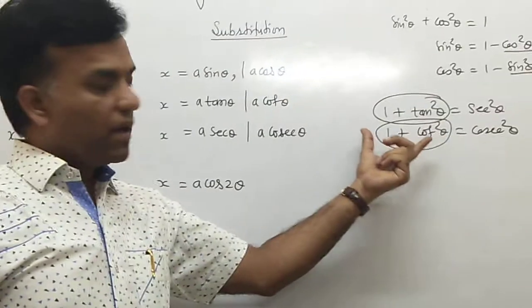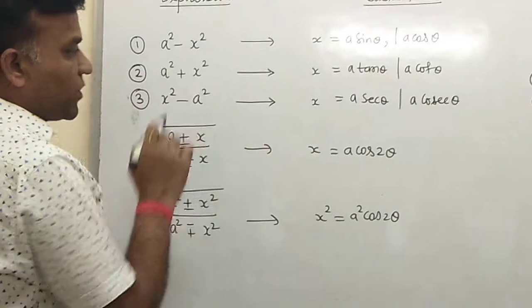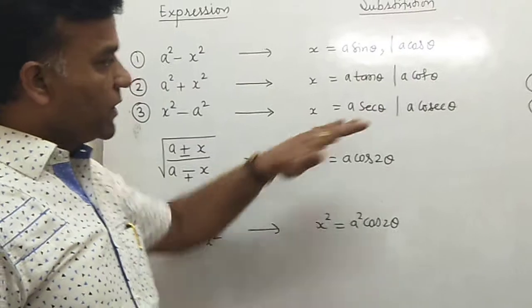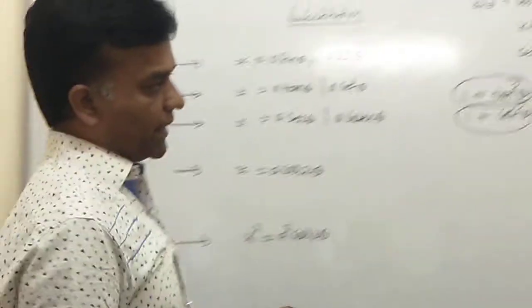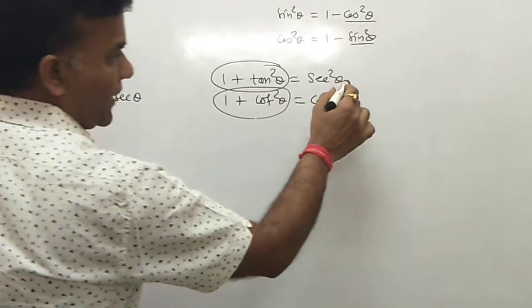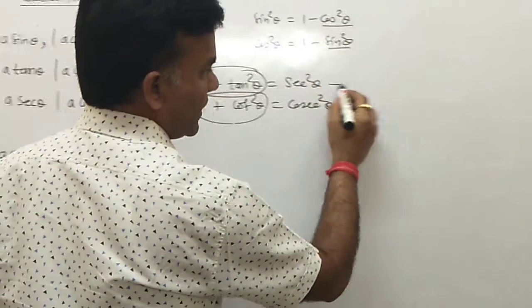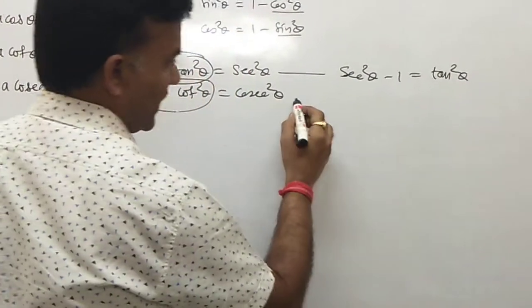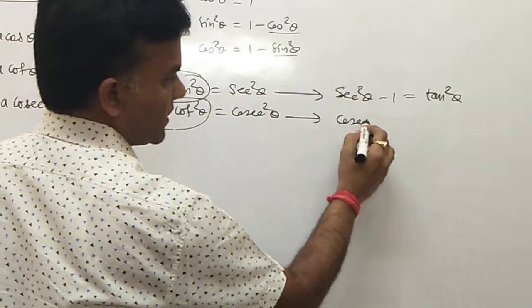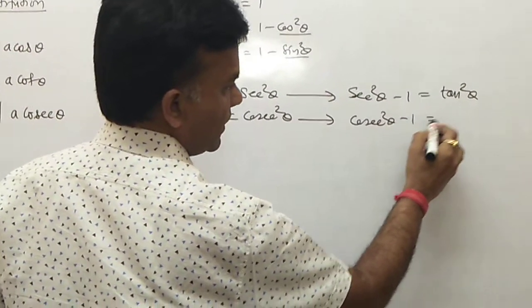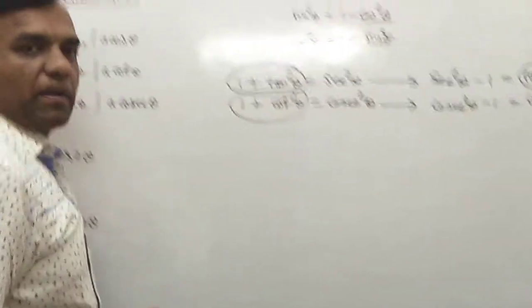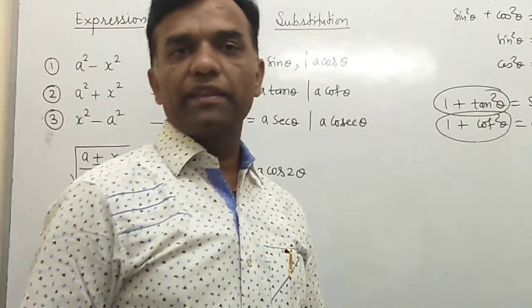Therefore I revise the concept of trigonometrical identities. Now the same concept for the third case, x square minus a square. Here we use x equal to a sec theta or a cosec theta. Why? Because of the identity sec square theta minus 1 equal to tan square theta, and similarly cosec square theta minus 1 equal to cot square theta. So you get a single term, tan square or cot square.